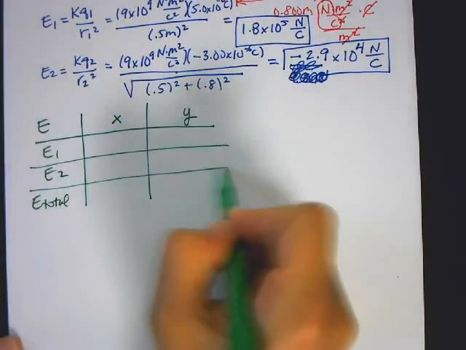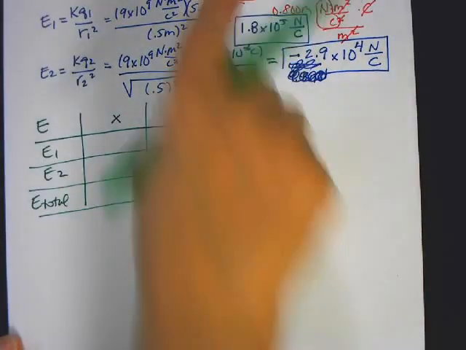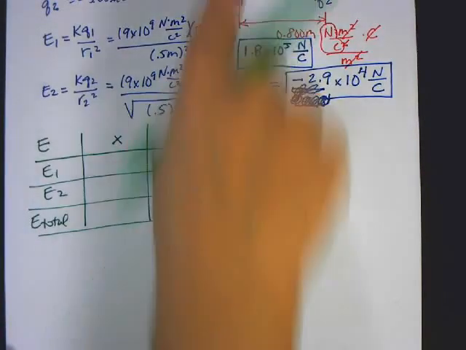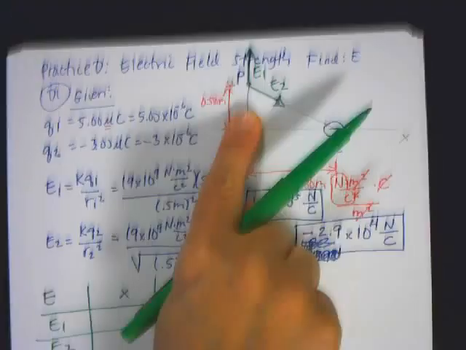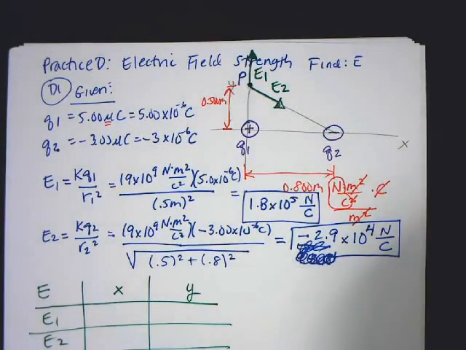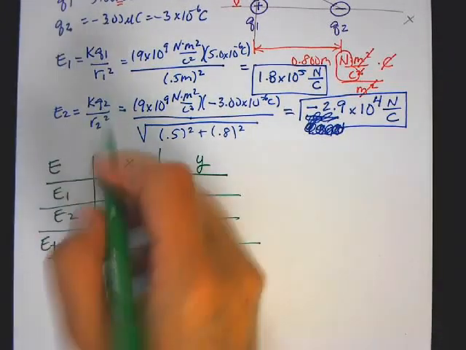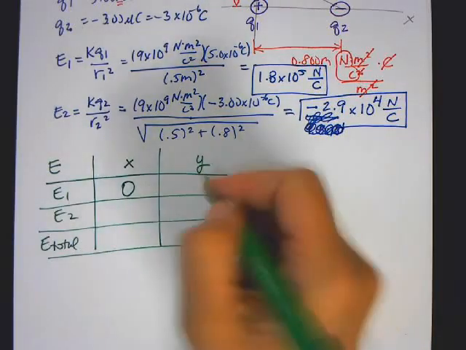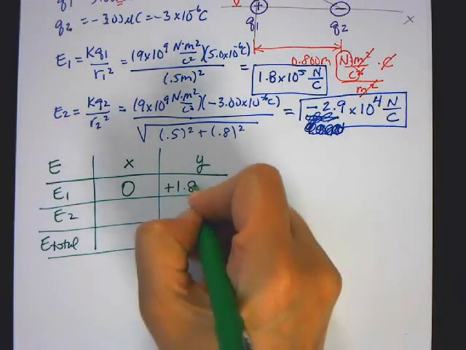So when we look at it, first let's look at E1. E1 goes straight up. So does E1 have an X component? No, it's all a Y component. So now in my chart, this is 0, and this is positive 1.8 times 10 to the 5 newtons per coulomb.